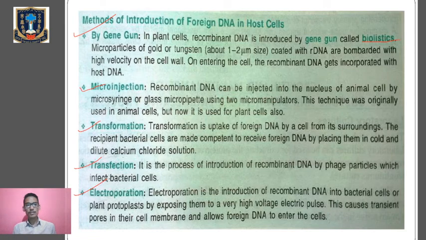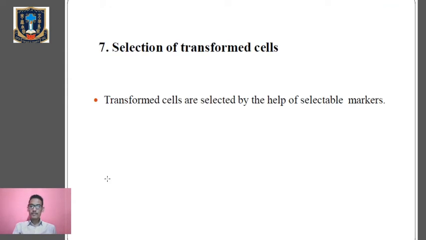So these are the methods by which we can introduce the foreign DNA in the host cells. Remember, the gene gun method or ballistic method, microinjection, transformation, transfection and electroporation. Clear? Now, next step is selection of transformed cells.